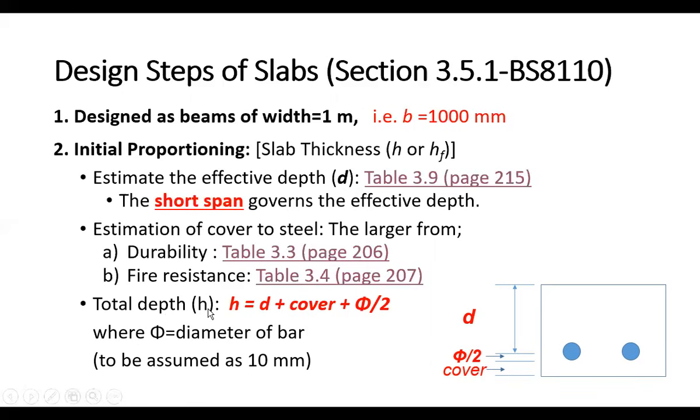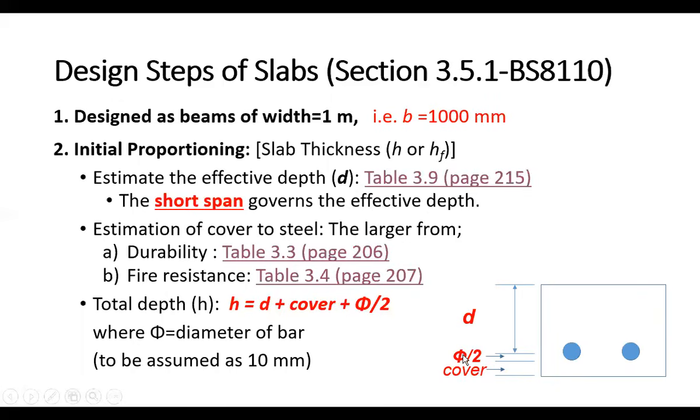We call it H. The H equals the effective depth, which is from the compression side until the center line of the tension steel. You need to add the cover to the steel that we just calculated from table 3.3 and table 3.4. And then you have to add the diameter divided by 2, half of the diameter of the bar, to get the total H of the slab, the total height of the slab. So the total height is H equals D, which you get from table 3.9, plus cover, the maximum of 3.3 and 3.4, plus phi over 2.